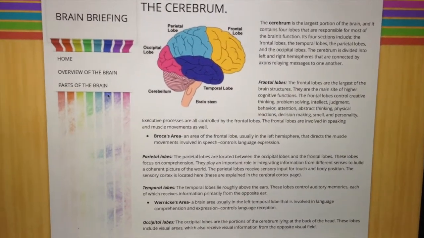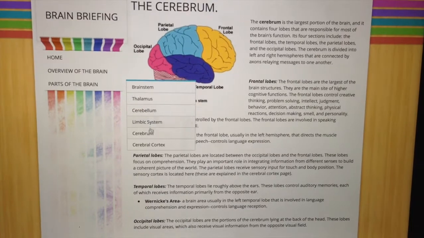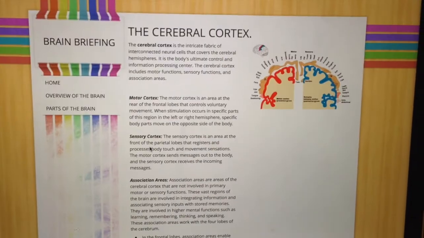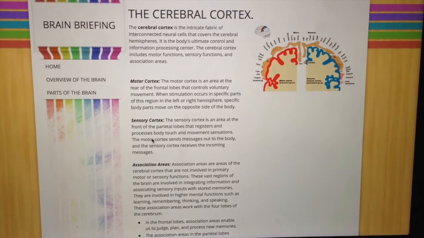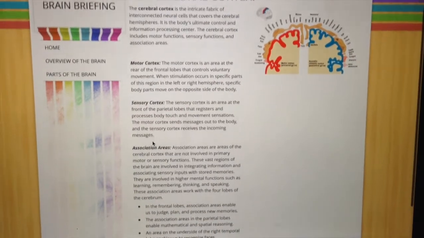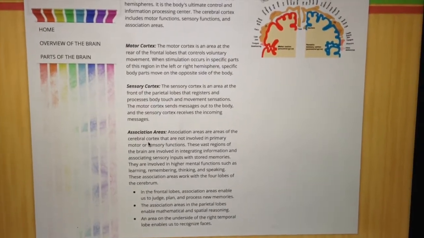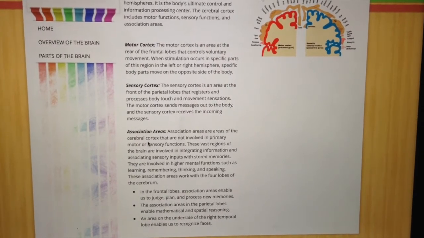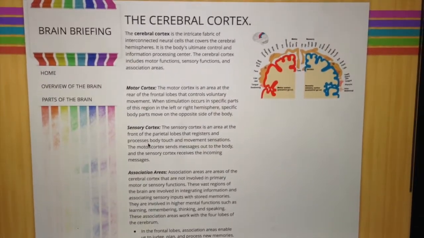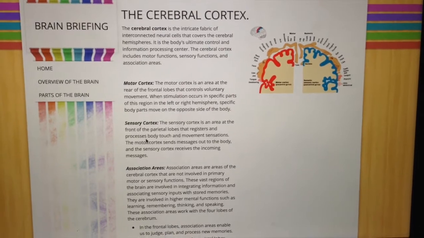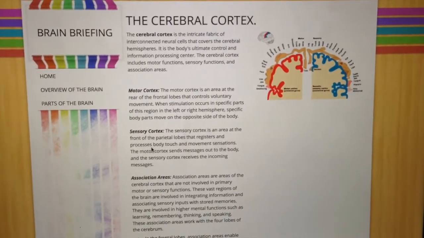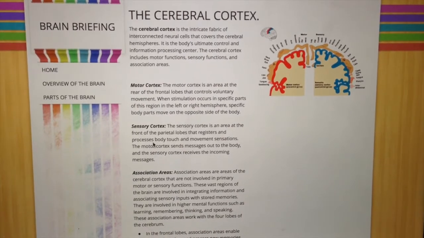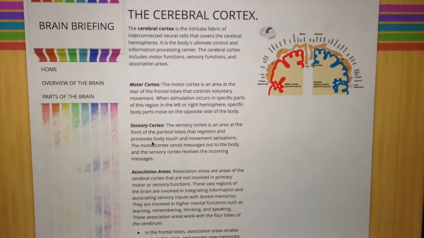The last link we are clicking on is the cerebral cortex. The cerebral cortex is the intricate fabric of interconnected neurocells that covers the cerebral hemispheres. It is the body's ultimate control and information processing center. It includes motor functions, sensory function, and association areas. The motor cortex is an area at the rear of the frontal lobes that controls voluntary movement. The sensory cortex is an area at the front of the parietal lobes that registers and processes body touch and movement sensations.